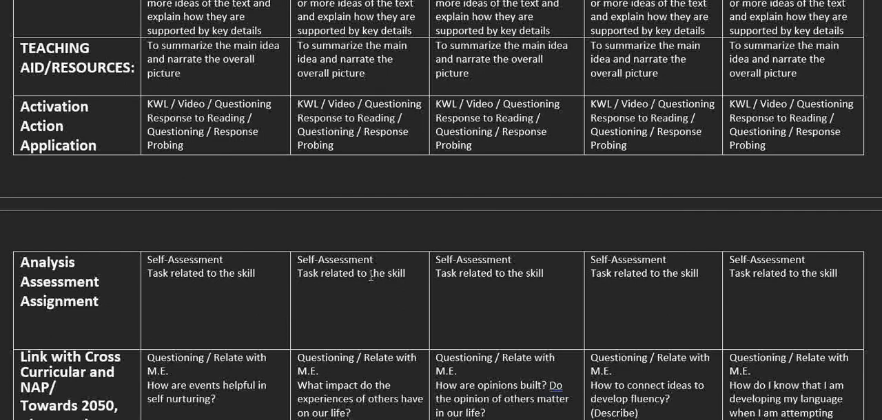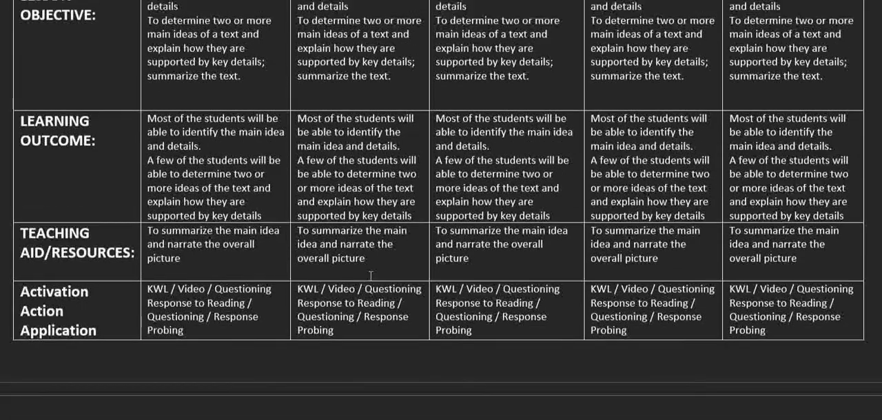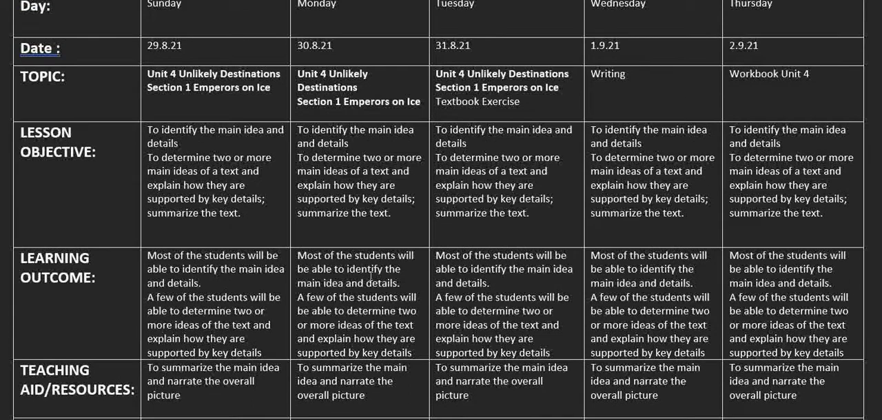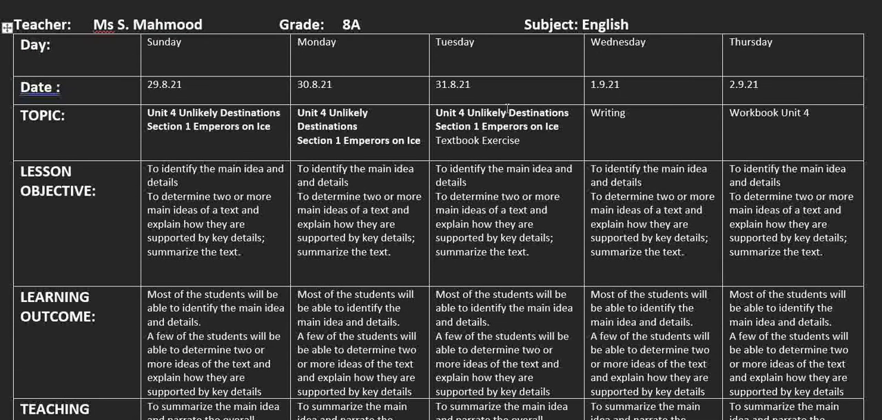What impact do experiences of others have on our life? Why are we learning the experiences or learning the stories? And what impact does it have on my life?